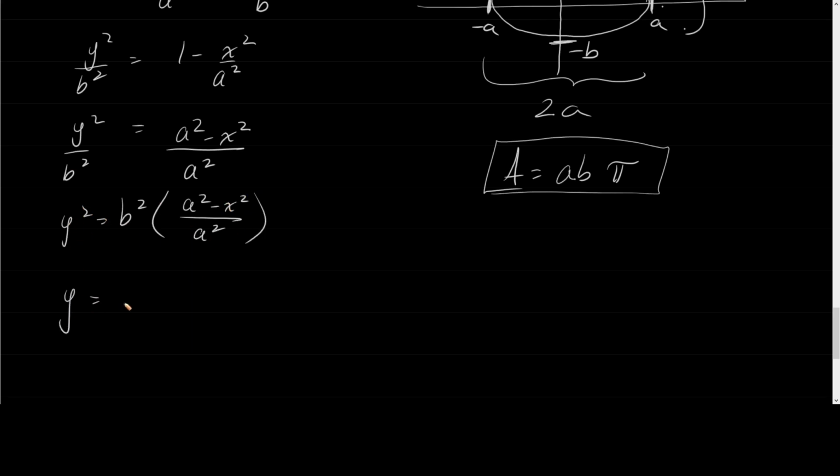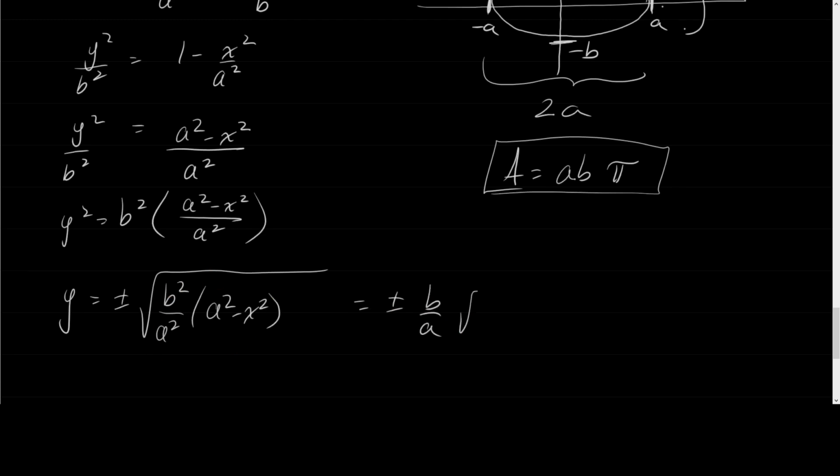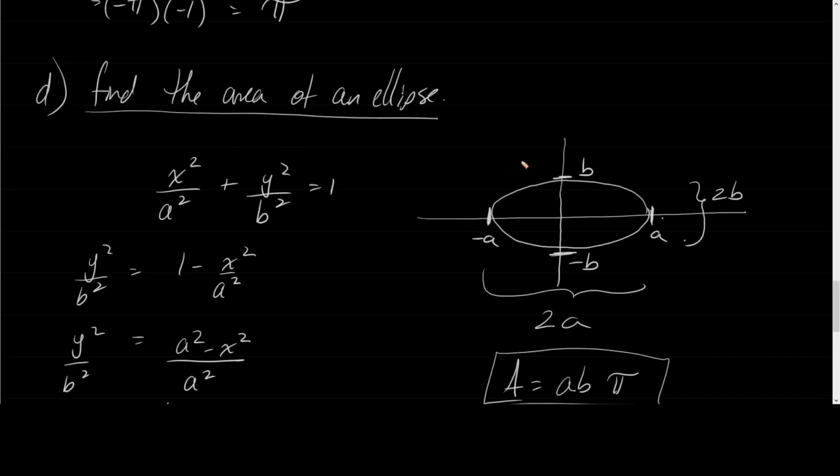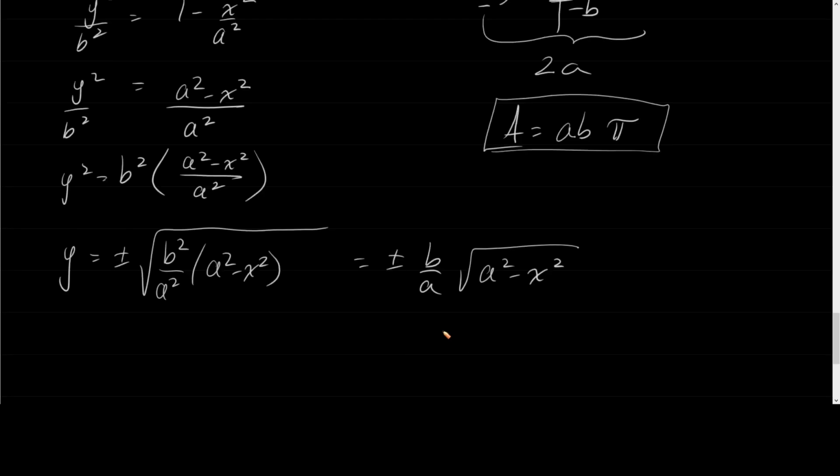Take the square root of both sides. So y is plus or minus b over a, perhaps we'll do this in 2 steps. The square root of b squared over a squared times a squared minus x squared. And in here, the square root of b squared over a squared just becomes b over a. So I have b over a times radical a squared minus x squared. Now, why did I want that? The reason is that this top portion represents the positive version, and this bottom portion represents the negative version of that y.